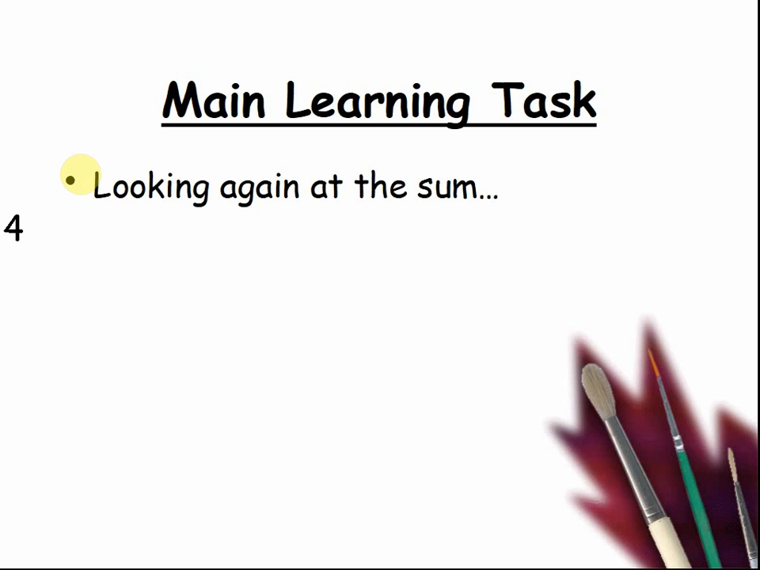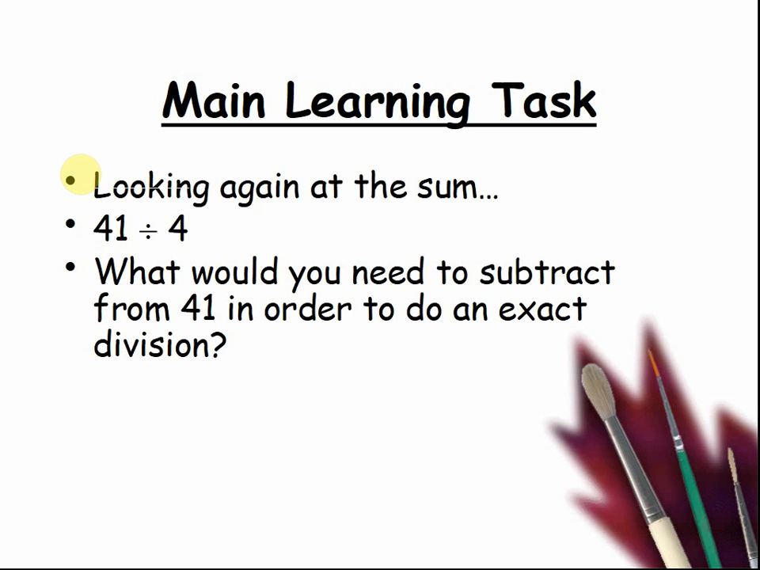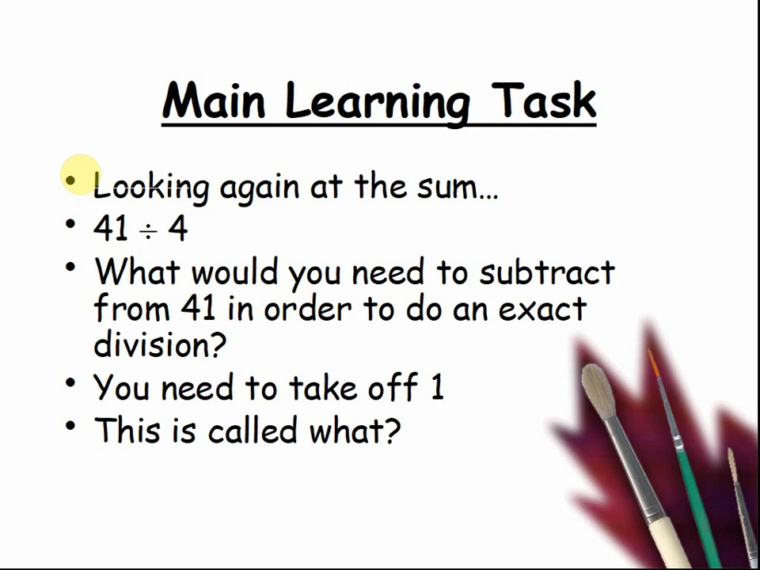Look again at the sum 41 divided by 4. What would you need to subtract from 41 in order to do an exact division? That's right. You would need to take away 1 to make it into a 40. So we take off our 1, and this is called what? What did I say this extra 1 is called? That's right, a remainder.